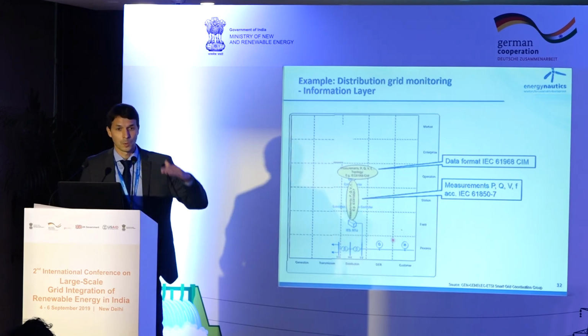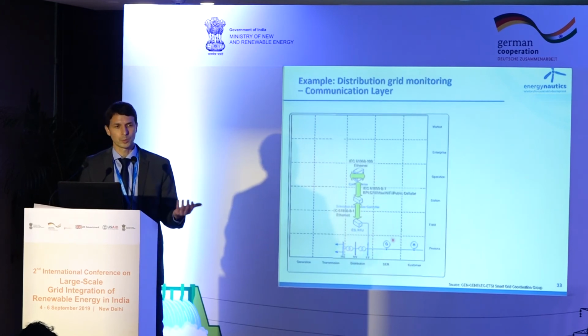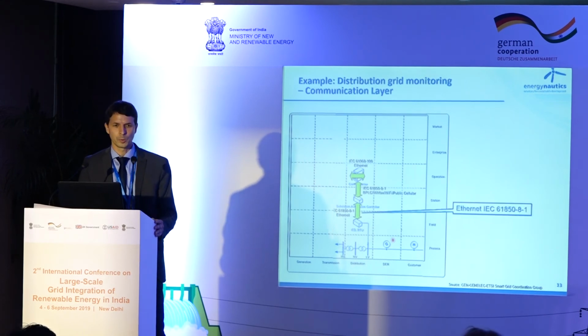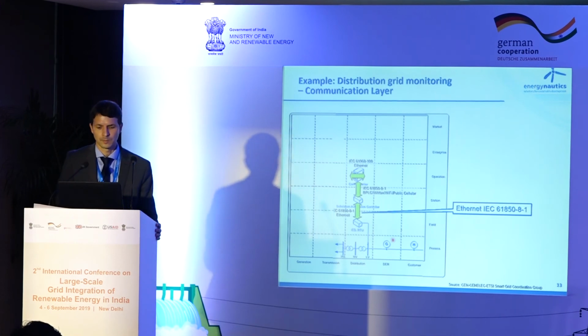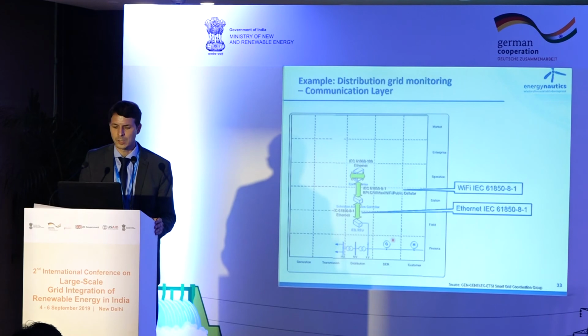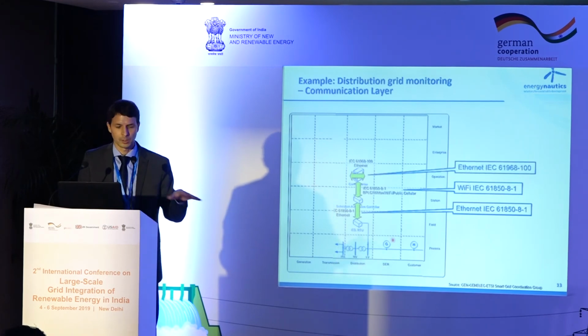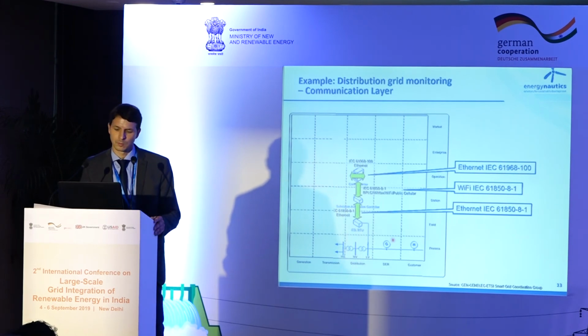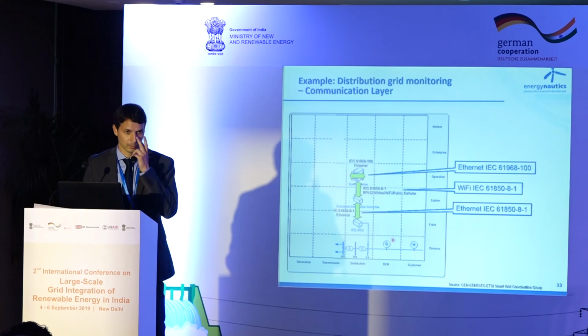Then we go again one layer down and ask, okay, what about the communication link? So we are in the communication layer now. And in the example, we're using Ethernet, again IEC 61850. Then for transferring the data to the SCADA system, Wi-Fi is used in this example. And finally, within the SCADA system, again Ethernet, IEC 61968, as an example.